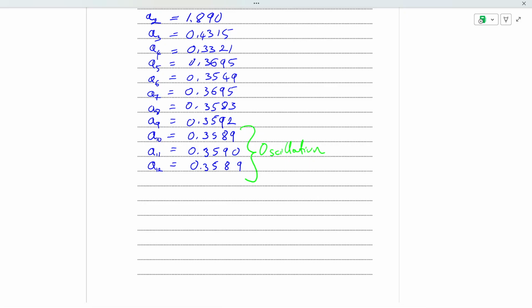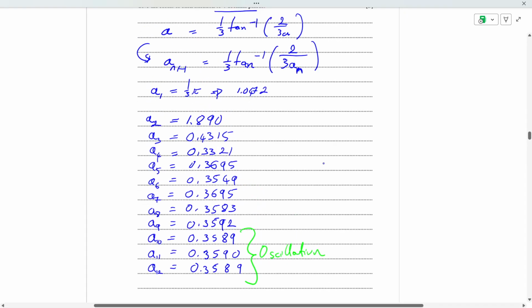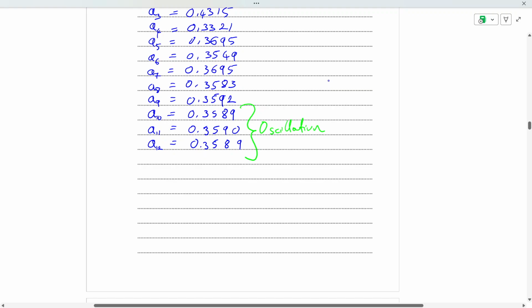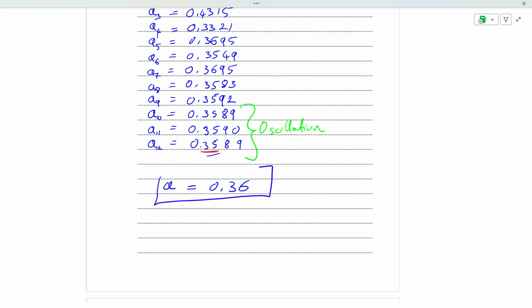So when you've done that, now remember the question said find the value of a correct to two decimal places. Okay, so to two decimal places, we just truncate it up to the second decimal place. So therefore, our answer, then we round it off. a is equal to 0.36. Okay, and that's the value of a.